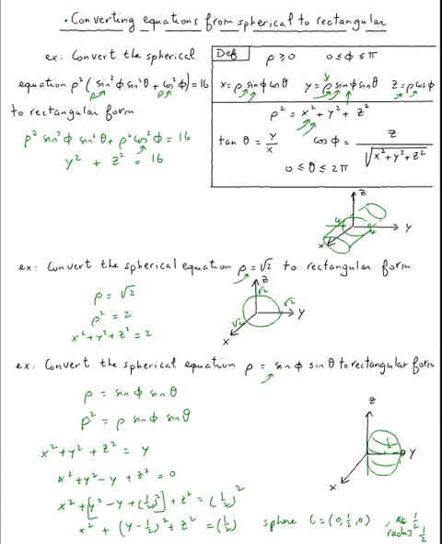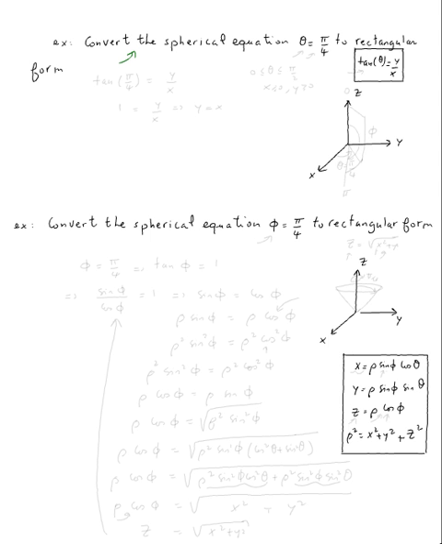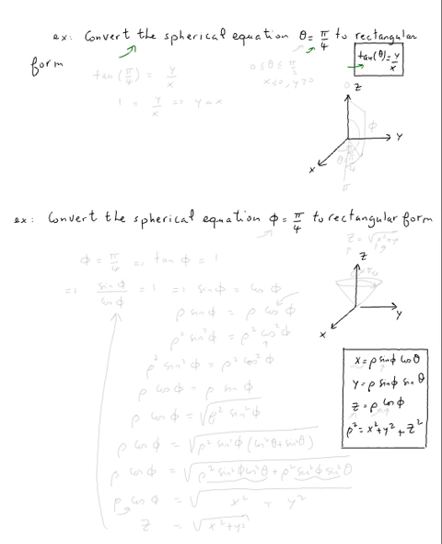Let's move on to the next one. Next, convert the spherical equation theta equals pi over 4. Again, the only formula we have between theta and rectangular is tangent of theta equals y over x. So tangent of pi over 4 equals y over x, but tangent of pi over 4 is just 1. So y over x equals 1, which means y equals x. So it will be a half plane. By the way, it's not the whole plane, it's just a half plane.